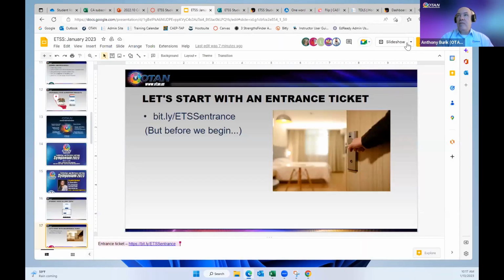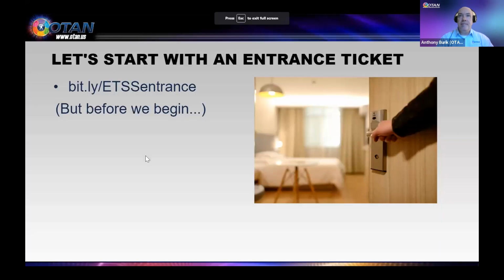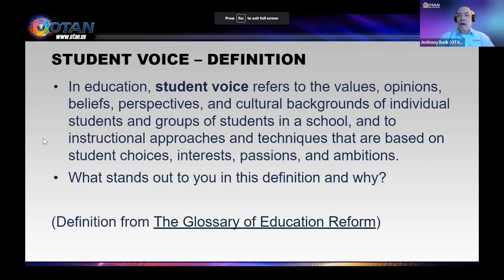Okay, so let me switch back to the presentation. This is a definition of student voice from the Glossary of Education Reform. Let me give you just 30 seconds to read it on your own.